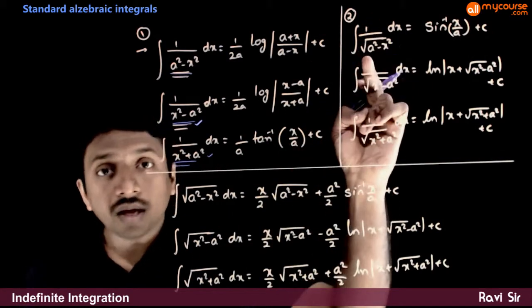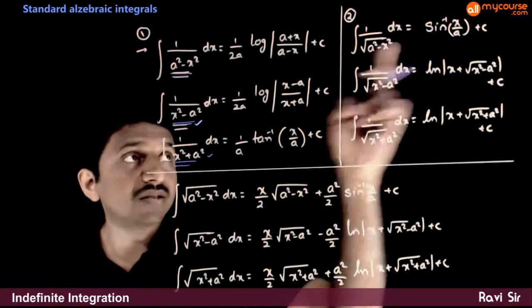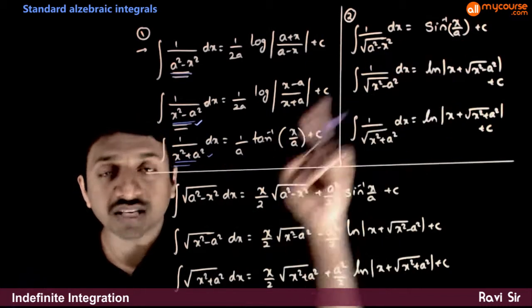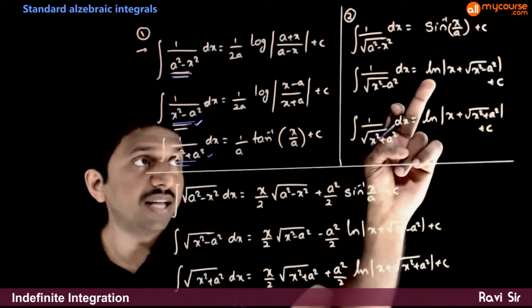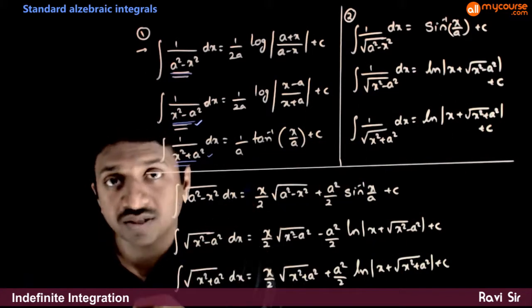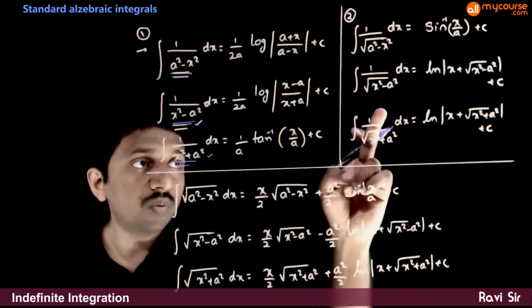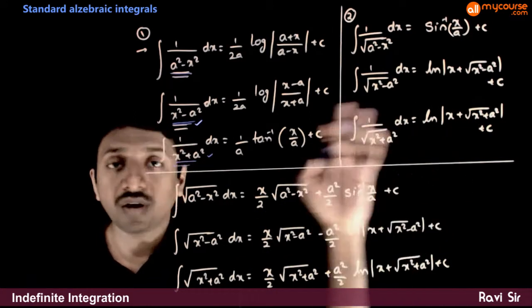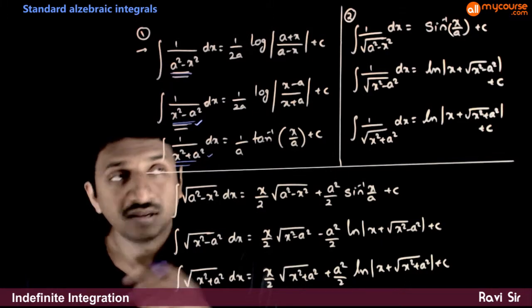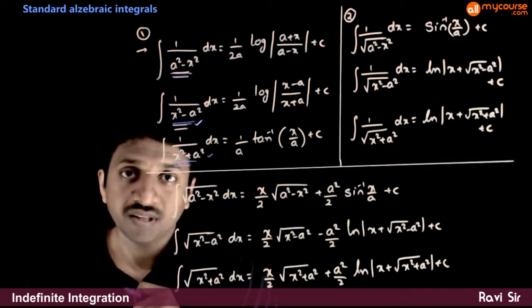So 1 by root of a square minus x square dx is sin inverse x by a. 1 by root of x square minus a square dx is log of x plus root of x square minus a square. 1 by root of x square plus a square is log of x plus root of x square plus a square. So the formulas are quite simple.